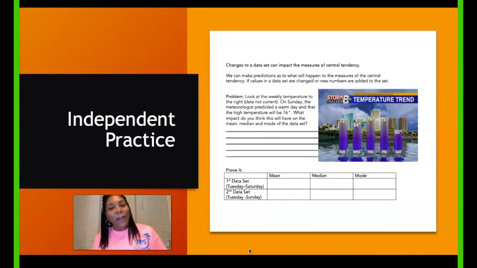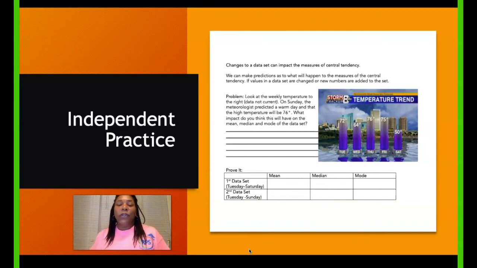Now, this is not current data, but I want you to look at it. The problem will be: look at the weekly temperatures to the right. On Sunday, the meteorologist predicted a warm day and that the high will be 76 degrees. What impact do you think this will have on the mean, the median, and the mode of the data set? We're going to do some things we did yesterday, but then we're going to think about how this is really going to impact all of this.